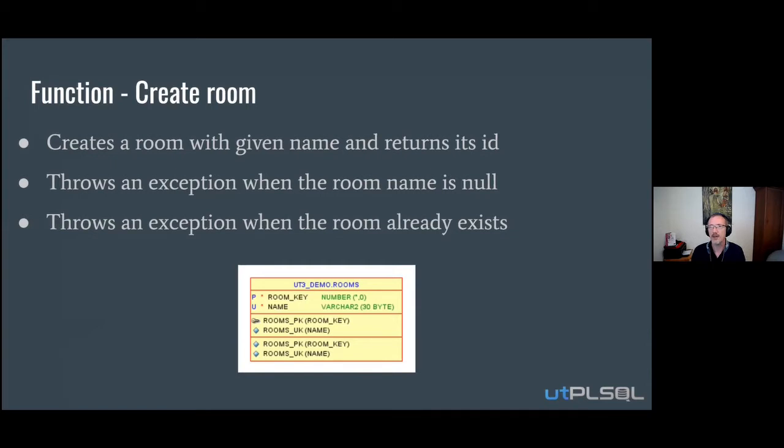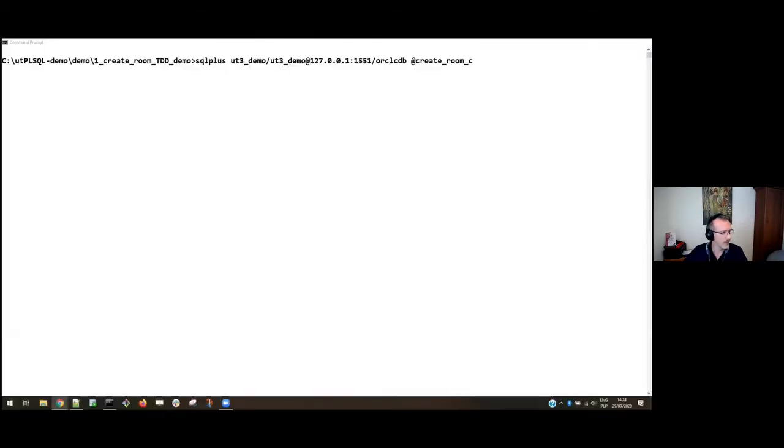So I got a requirement from the business that they want to have a new function in the database, and that function should be creating rooms. Well, actually creating one room. So if I pass in a room name, it returns a room ID and creates that room. And it throws an exception when the room name is null, and also throws an exception when the room already exists. So let me go quickly to the command line and let me show you step by step how you could go about implementing tests and implementing code for this requirement.